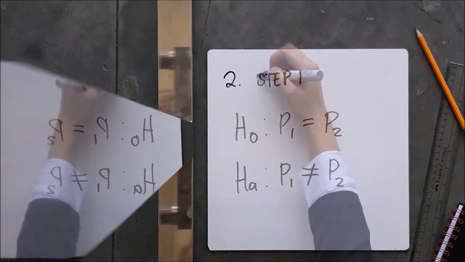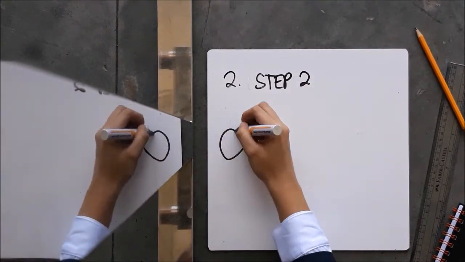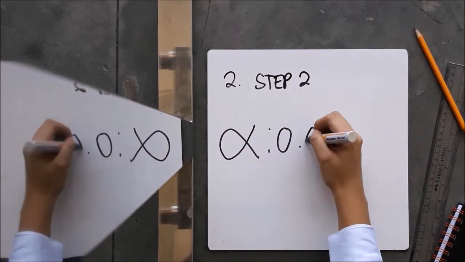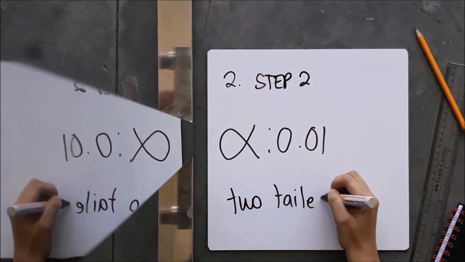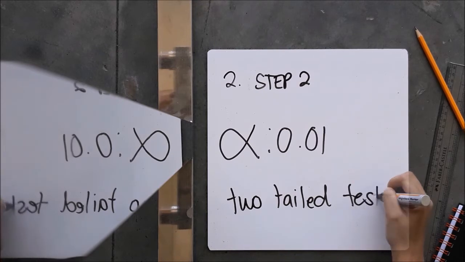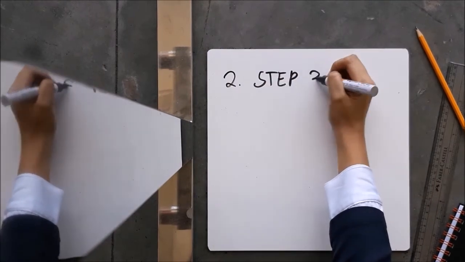Step 2, the alpha. The alpha is already given, which is 0.01. This will also be a two-tailed test like problem number 1, since the problem is still asking for a difference. If by chance a problem is asking if a proportion is greater than or less than another proportion, then that will be the time that it will be a one-tailed test.